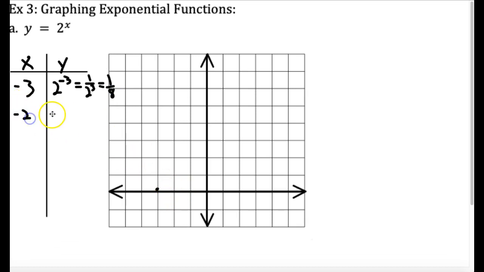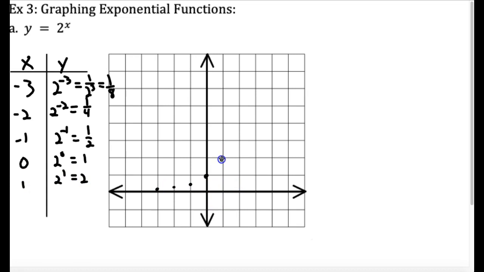Then if I plug in -2, 2 to the negative second will be 1 over 2 to the positive second, which would be 1/4. If I plug in -1, 2 to the negative first would be 1 over 2 to the first, so 1/2. If I plug in 0, 2 to the 0 power is just going to be 1. If I plug in 1, 2 to the first is 2. If I plug in 2, 2 squared is 4.